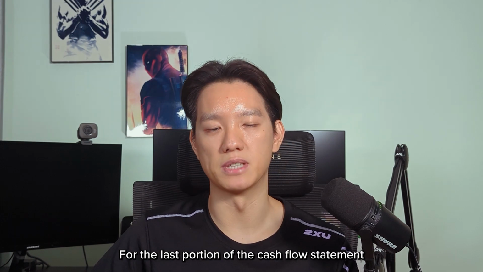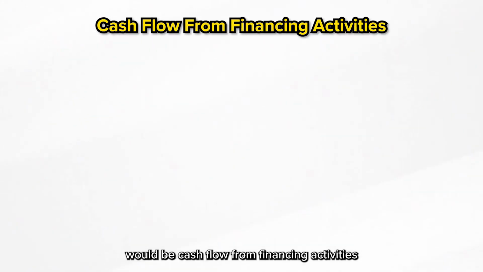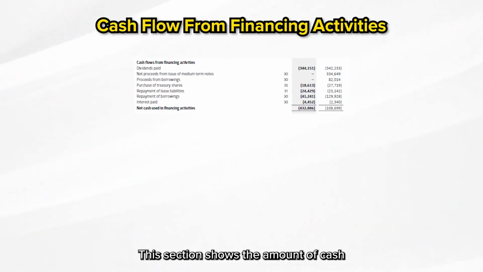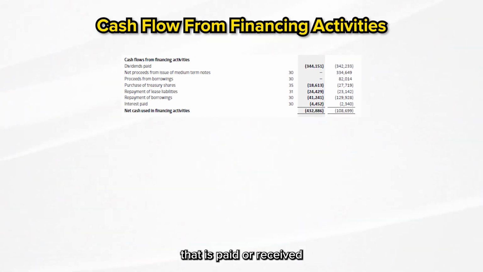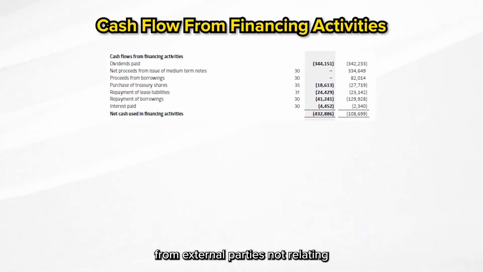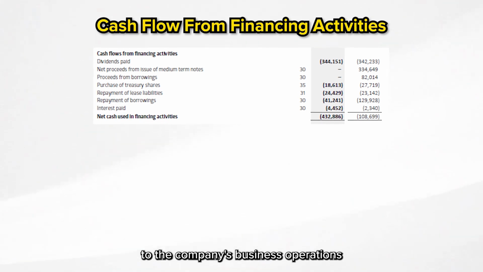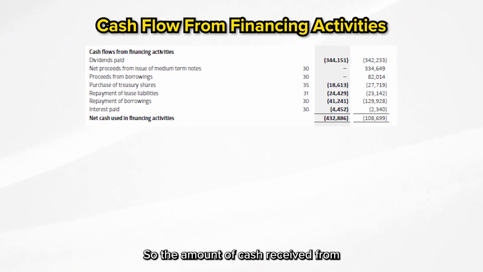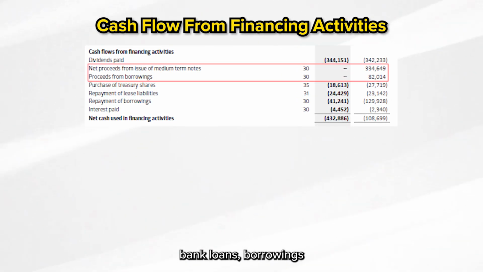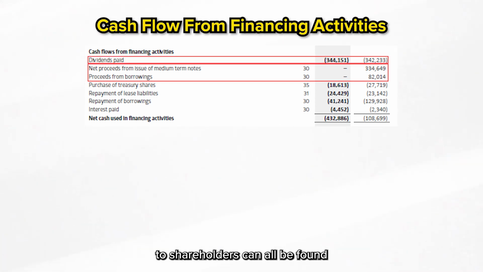The last portion of the cash flow statement is cash flow from financing activities. This section shows you the amount of cash that is paid or received from external parties not relating to the company's business operations. So the amount of cash received from bank loans, borrowings, or any form of equity fundraising, or the amount of dividends paid out to shareholders can all be found in this section of the cash flow statement.